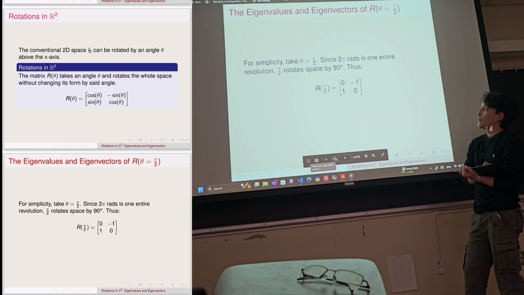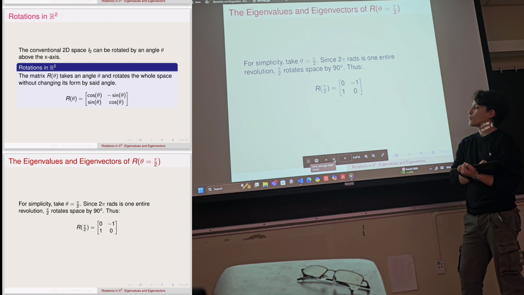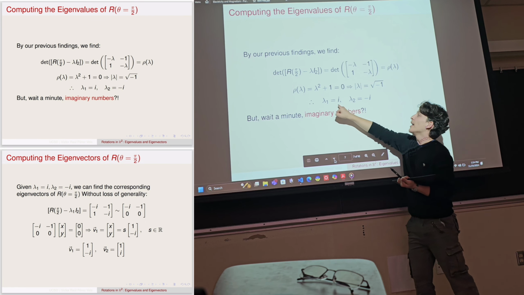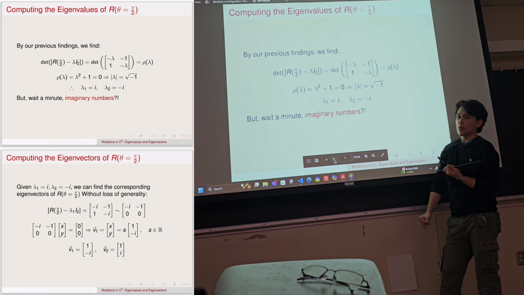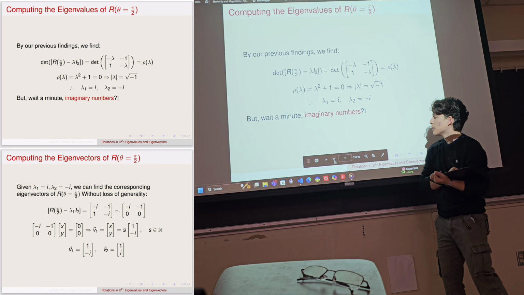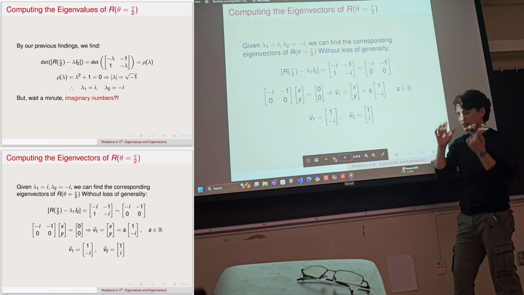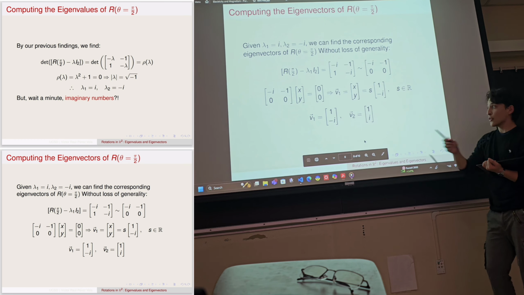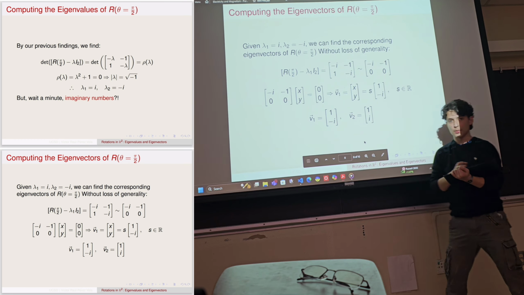You plug in theta equals pi over 2, and you get this matrix for which you're going to find the eigenvalues and eigenvectors. Once you do the process I said before, you find that said eigenvalues are imaginary numbers, and that's strange, but we're going to see what that means. If we close our eyes and plug in those eigenvalues, we find these eigenvectors, which also have imaginary components, which is a bit strange, but we'll see why.